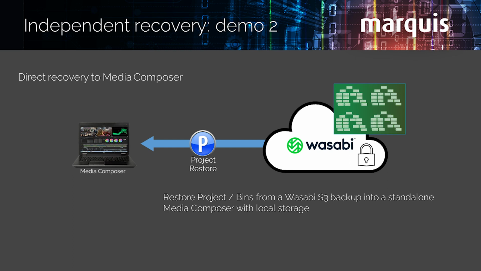For the next demo, in this case, we will use the same tools. This time we'll restore an entire project to a completely different system. So we'll show how simple it is to get a project and its media back online, even if the original system is not available. In this case, we're restoring from the same S3 backup now to a standalone Media Composer that's running on a laptop in another location. It has the Project Restore application installed and has been given access to the S3 bucket, but it has no access to the originating Avid system or the original Nexus.